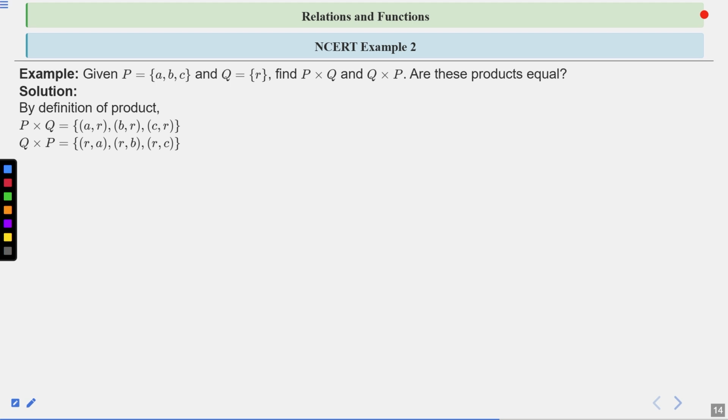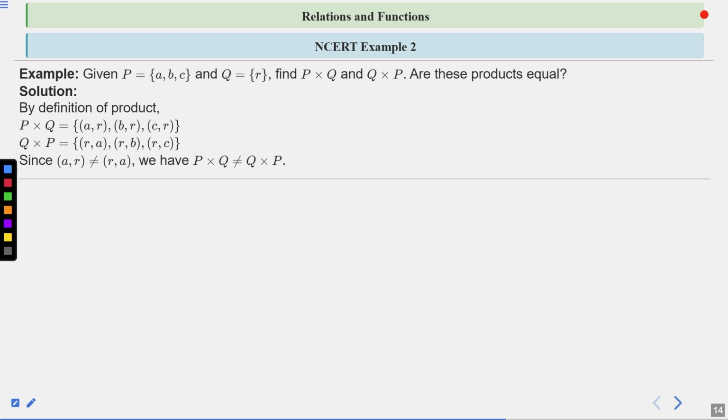Now the second part says you have to find the Cartesian product Q cross P. By definition, you have to collect pairs in which the first element must belong to the set Q and the second element must belong to the set P. So R is going to be paired with A, R with B and R with C. You have only these 3 pairs in Q cross P. Now, what about the equality between these two Cartesian products? Are they the same? No.